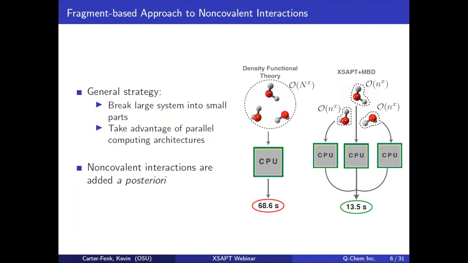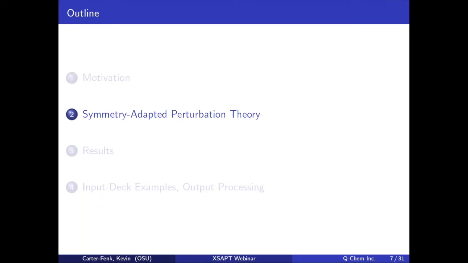So the one caveat with fragment-based methods is that when we break up the system like this, we no longer have the non-covalent interactions built into our system's wave function. So we need to add these after the fact, which brings us to symmetry-adapted perturbation theory.